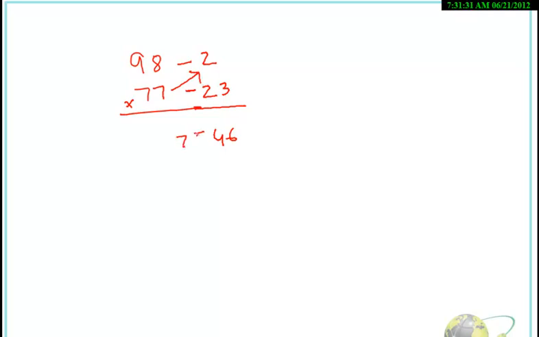Let's take one more example. 98 into 77. So it's minus 2 from 100 and it is minus 23 from 100. Okay. So 23 into 2, 46 and 77 minus 2 will give us 75.